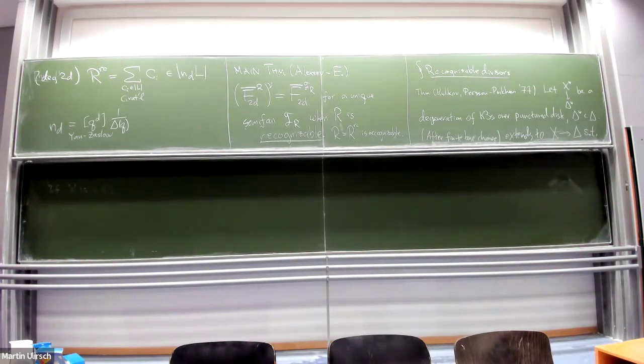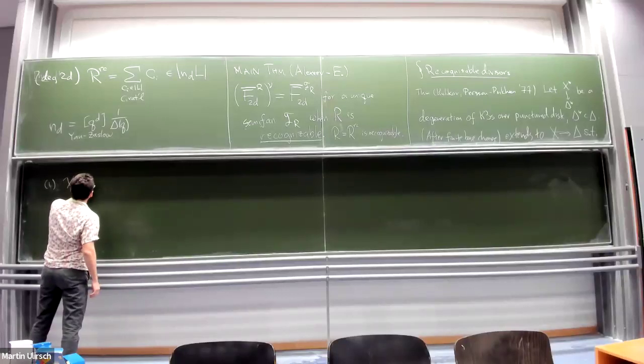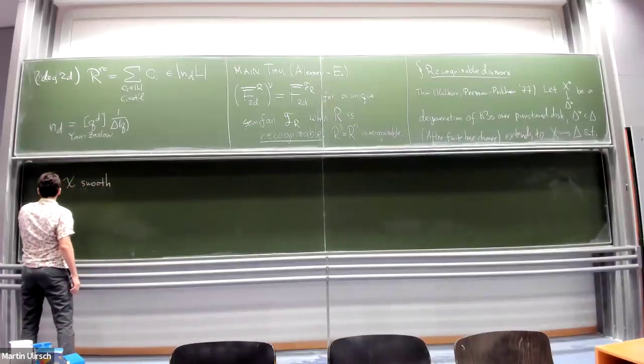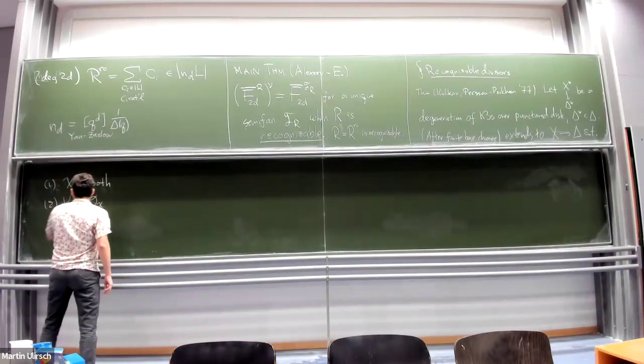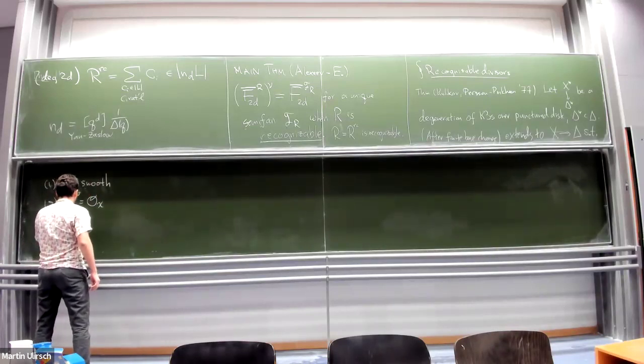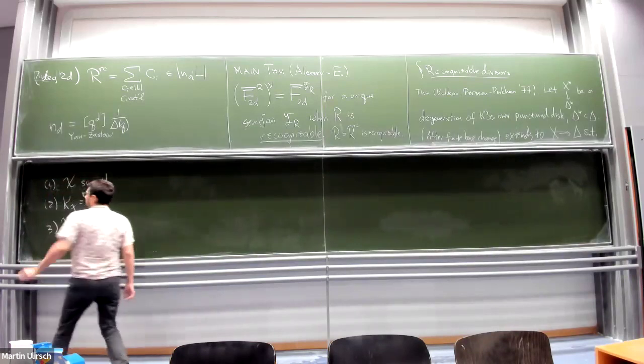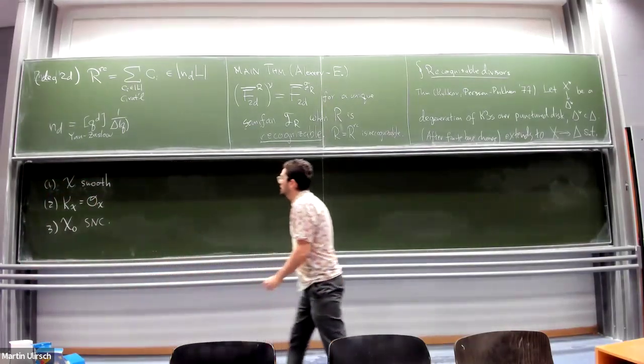So, space is smooth. Second, the canonical bundle of the total space is trivial. And third, the central fiber is simple normal crossings. All right.